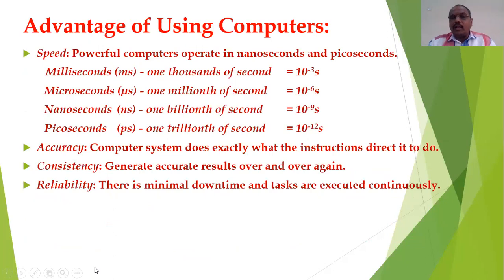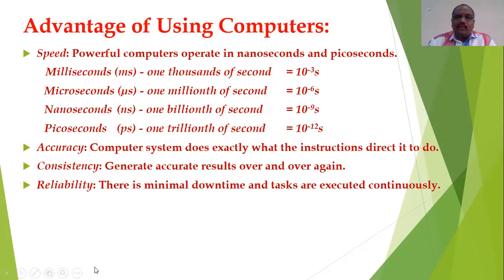And you know how we are calculating the second. Millisecond is nothing but 10 to the power of minus 3 seconds. Microsecond is 1 millionth of a second. Nanosecond is 1 billionth of a second. Picosecond is 1 trillionth of a second. So the computer can do the work very fast.